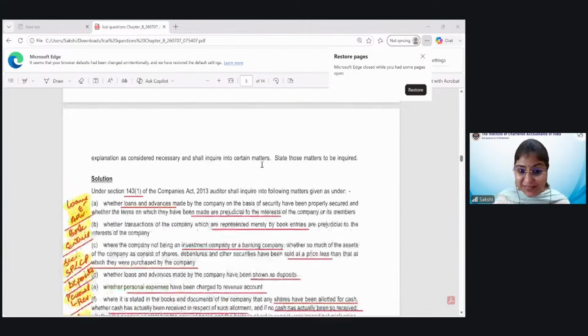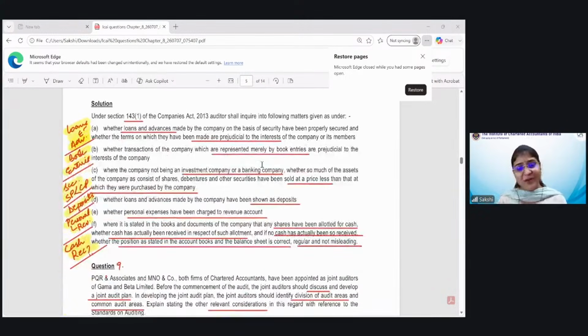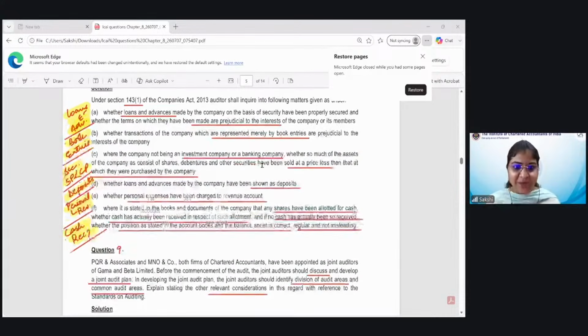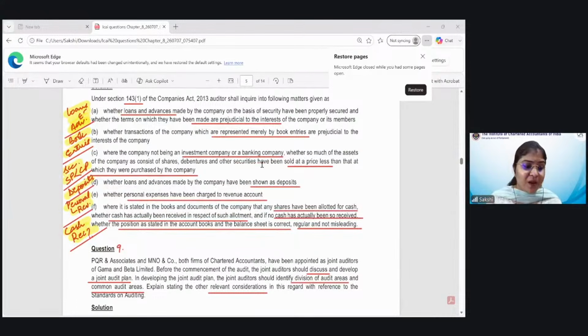Okay, so let's see how the answer goes. Very straightforward question again. To the point you write, to the point you get the marks. For 3-4 marks, try to write 5 to 6 points. At least for 3 markers, try to write 5 points. All right. So section 143(1) of the Companies Act, the auditor shall inquire.